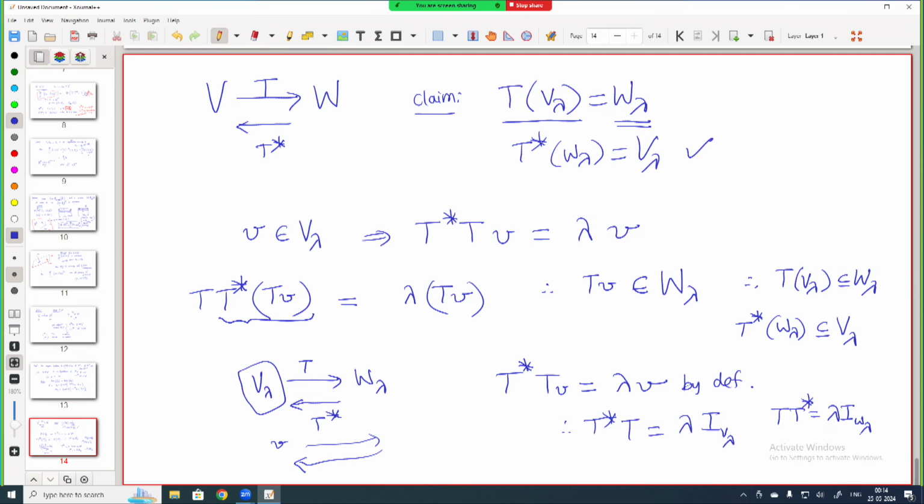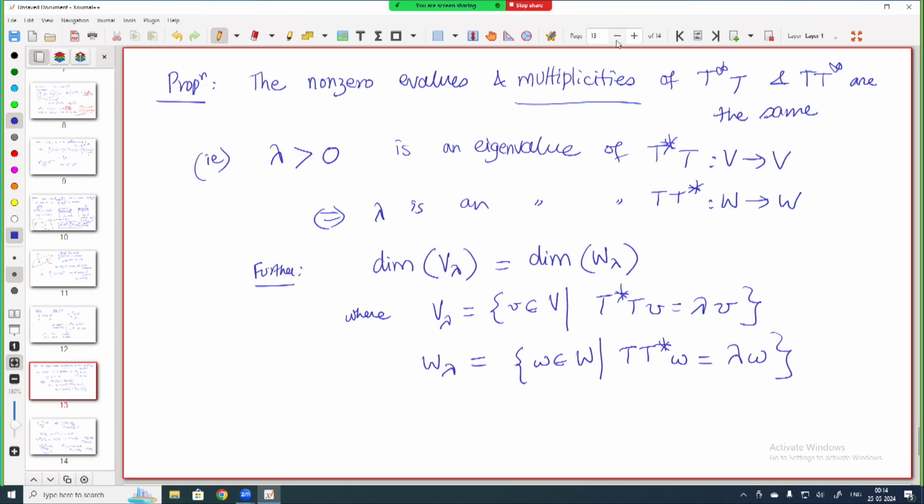No, it is only lambda. See, because what is the definition of V lambda? Go back to V lambda. T star T should act as lambda on it, right? It is the eigenvalue lambda for T star T, not for T. See, an eigenvalue of T does not even make sense, because it is a map from V to W. You cannot talk about eigenvalues and eigenvectors. It has to map back to the same space for you to be able to talk about eigenvalues and eigenvectors.